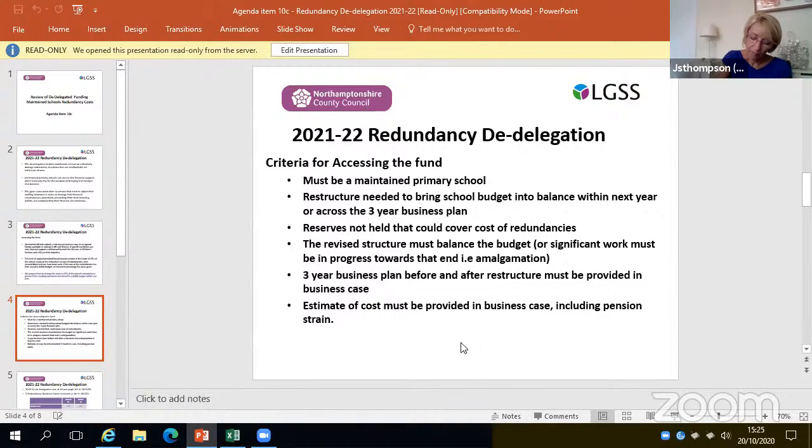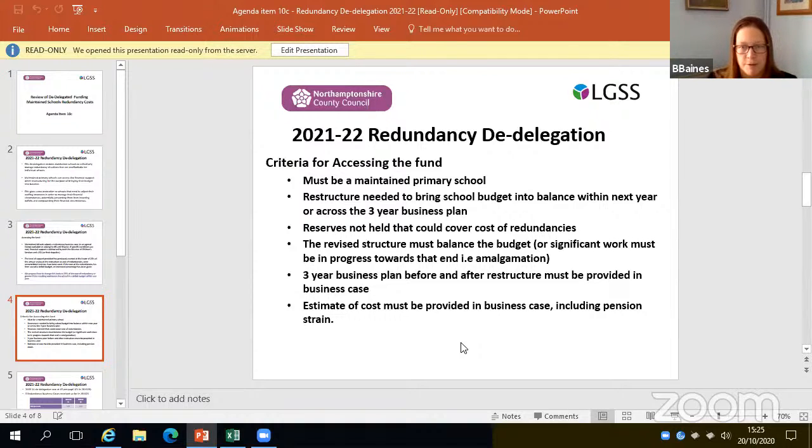The restructure must have been needed to bring the school budget into balance within the next year, or across the 3-year business plan that they submit to us. There mustn't be reserves held that could cover the cost of the redundancies. The revised structure must balance the budget, and that's always been a rule that's in place.